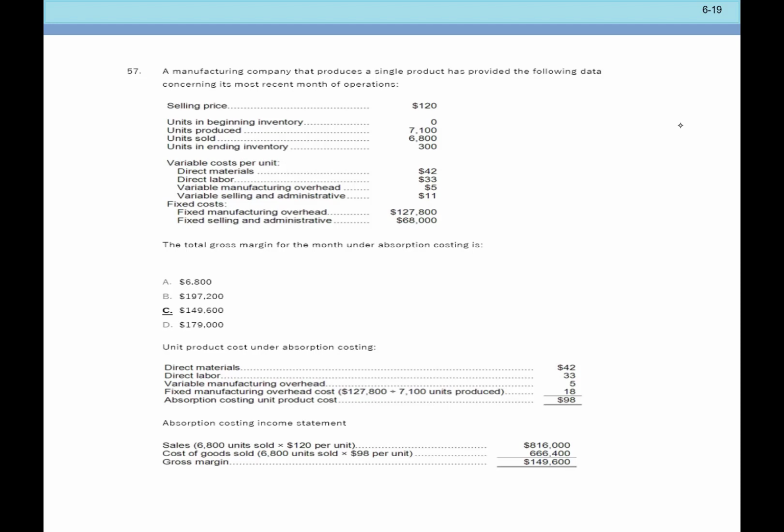So if I'm doing my cost of goods sold for absorption, it's going to be 98 times how many units? Cost of goods sold is 98 times 6,800. $98 times 6,800 units equals what?